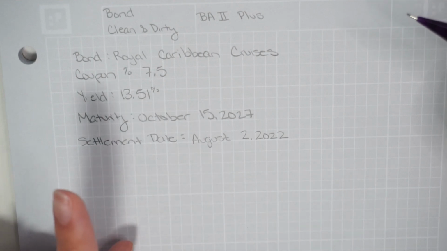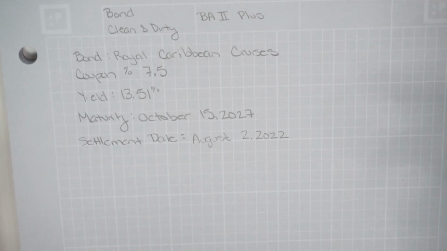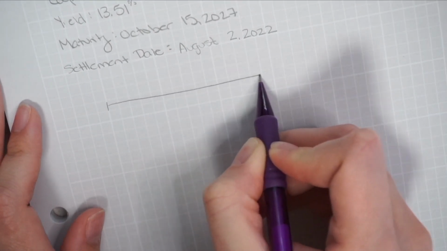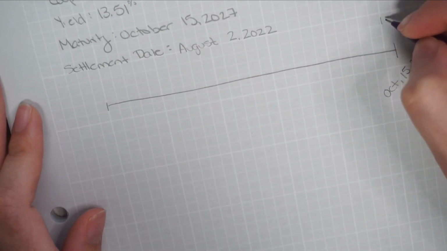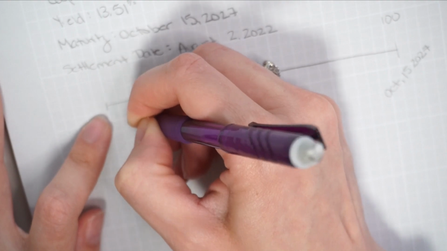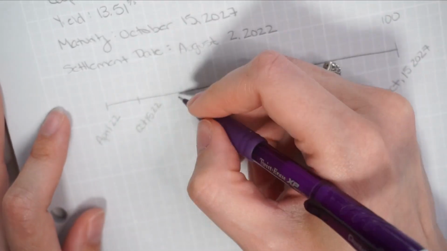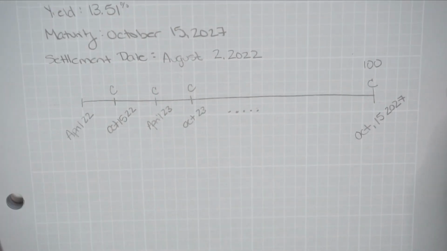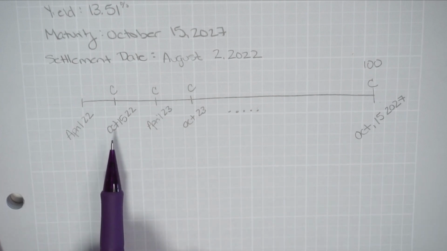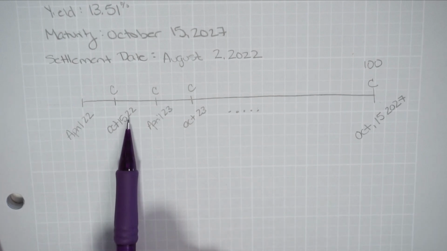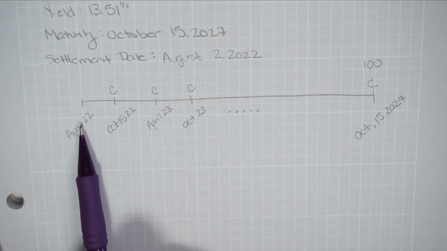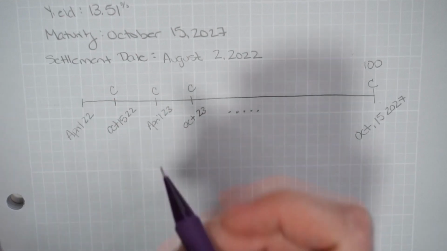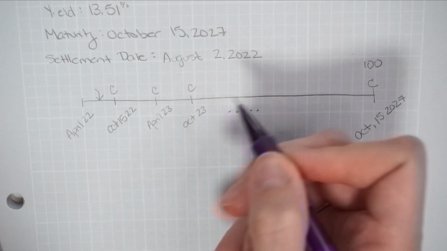So now let's do this solving it first using what I call the two-step method. And what this two-step method is, let's start with the timeline. So on our timeline, the next coupon that this bond is going to pay out is going to be October 15th, 2022. The last coupon that they paid out was April 15th, 2022. So we're essentially buying it right in between these 2 coupons, right? We're currently August 2nd, 2022.